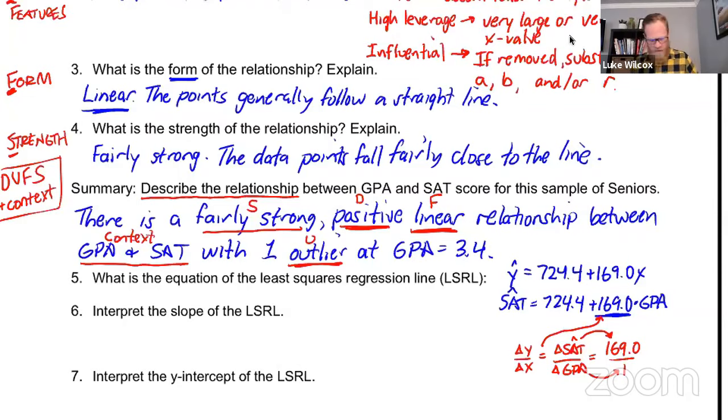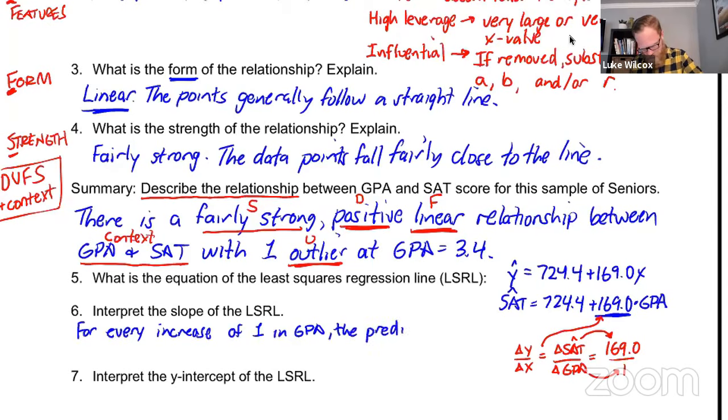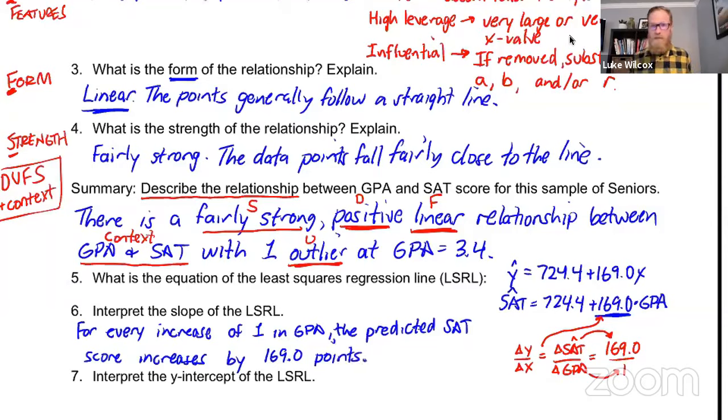Here's what it would look like in words. I would say this. For every increase of 1 in GPA, the predicted SAT score increases by 169.0 points. Let me highlight a couple important parts of the way that we've worded this here.